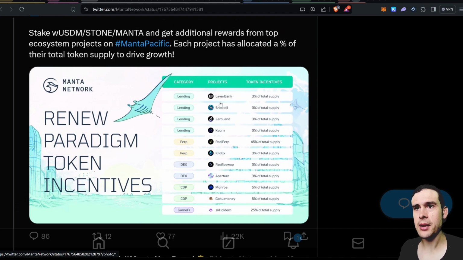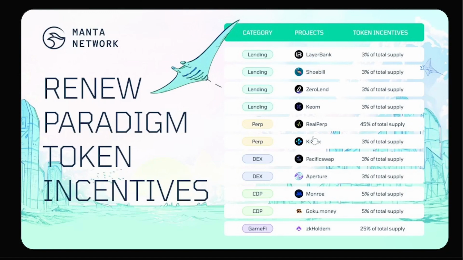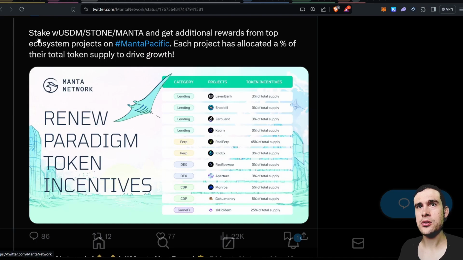So at the moment, I'm farming Layer Bank. That's the one I've chosen to farm, and it's a lending and borrowing protocol. And so 3% of the token supply is going to them. Although there's some other ones that are way better, like this Real Perp. But anyway, if you stake WUSDM, Stone, or Manta, you get additional rewards from top ecosystem projects on Manta Pacific, each allocating a percentage of their token supply to drive growth.